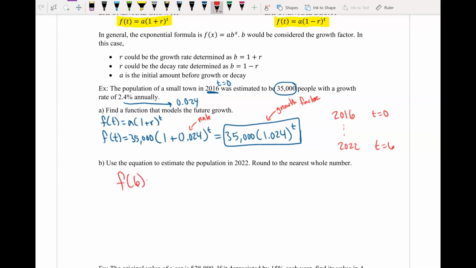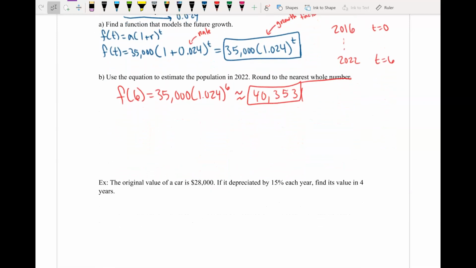So f of 6 is equal to 35,000 times 1.024 raised to the power of 6. And we want to round to the nearest whole number because it makes sense for people to be whole. So 35,000 times 1.024 to the power of 6. And that's going to give me about 40,353, rounded. So that's how many people will be in 2022, approximately.